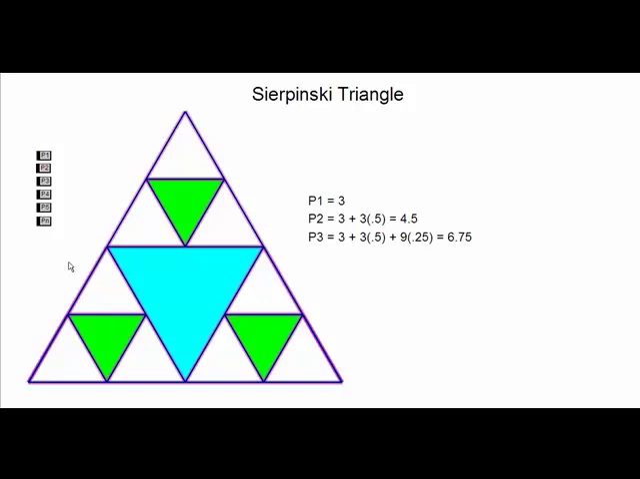Piece 3 is piece 1 plus piece 2 plus 9 times 0.25. We get 0.25 from the midpoints of our line segments, and there are 9 line segments total for the green equilateral triangles, and that gives us a perimeter of 6.75.